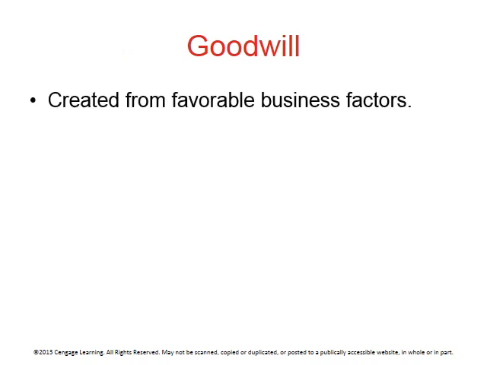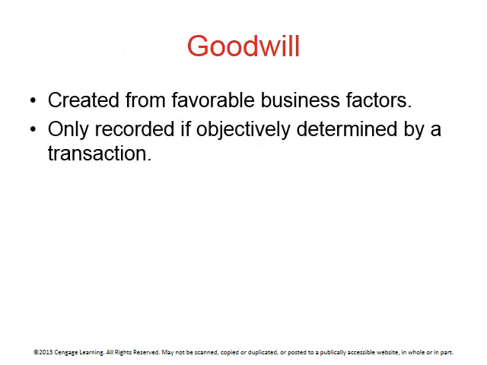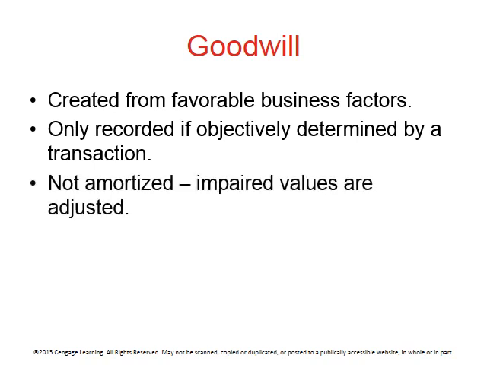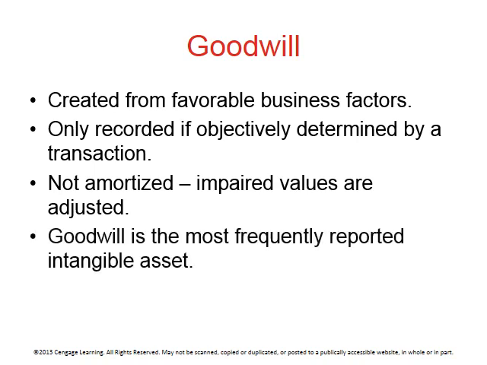Goodwill is created from favorable business factors. It's determined by a transaction. So that company we pay $100 million for, the balance sheet says it's worth $80 million. We have $20 million of goodwill. You never amortize goodwill. Goodwill is tested for impairment, but it's not amortized. And it's frequently reported because typically when you buy another company, you're going to have goodwill.